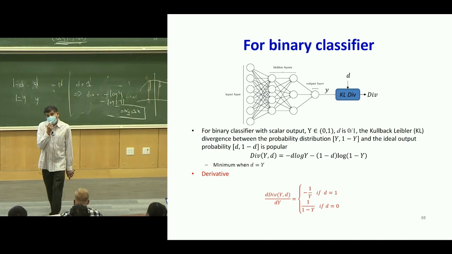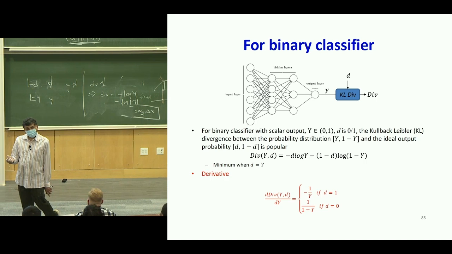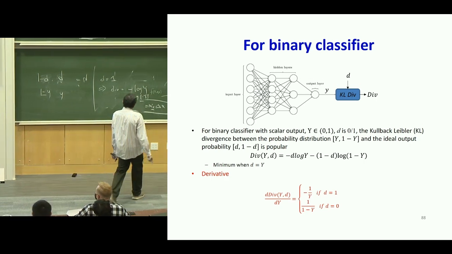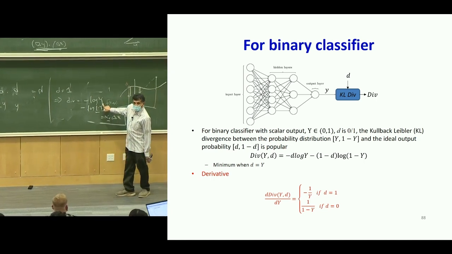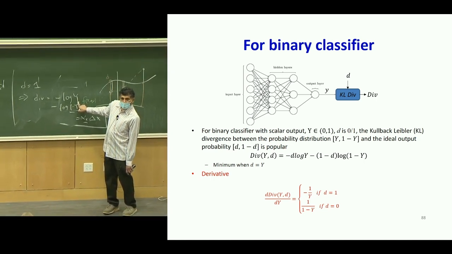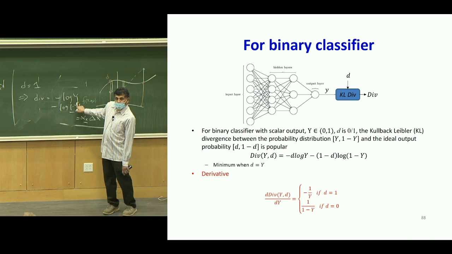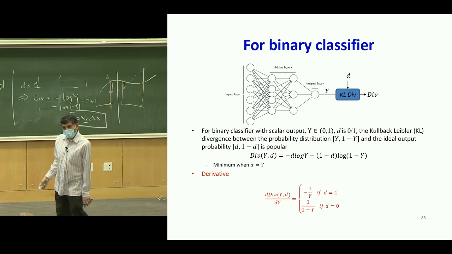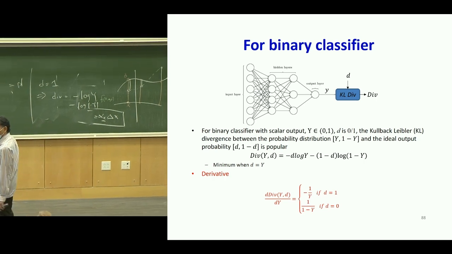If D is 1 and y equals 0, so the desired output is 1, and it told me that it was 100% sure that it was not in the target class, then what would the divergence be? What is log of 0? Minus infinity. So minus and minus is going to be plus infinity, right? And so also the other way, right?